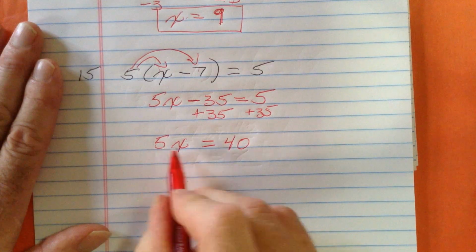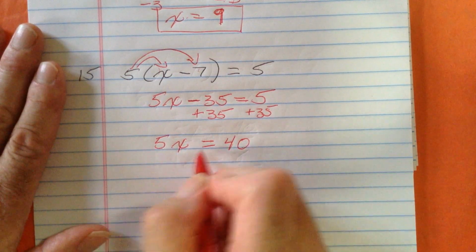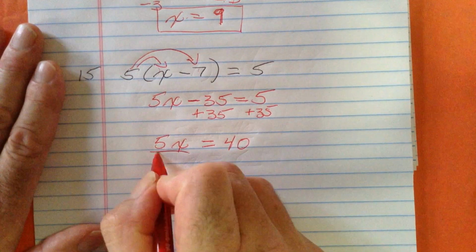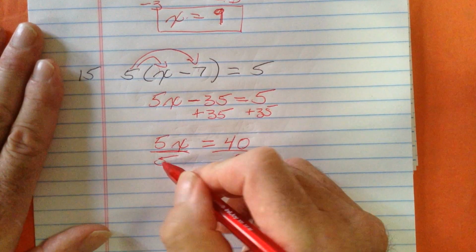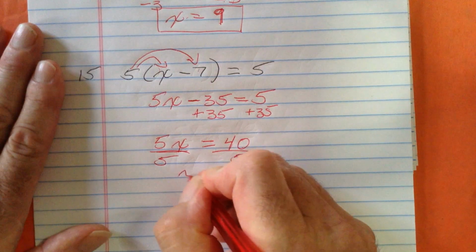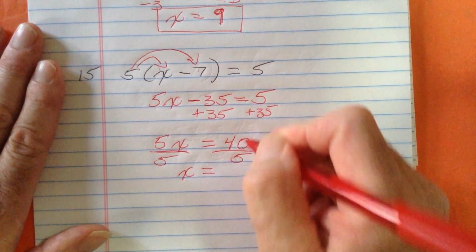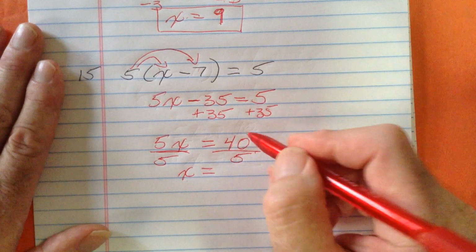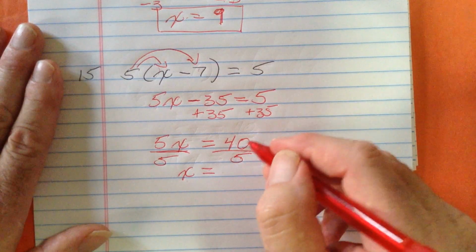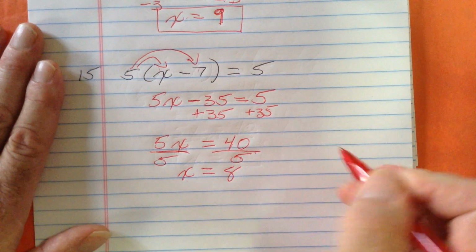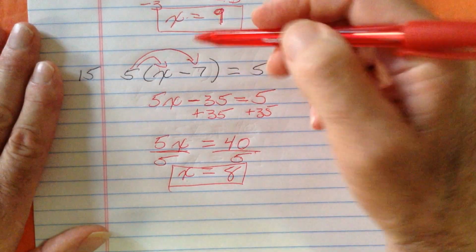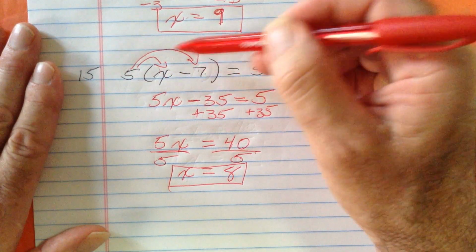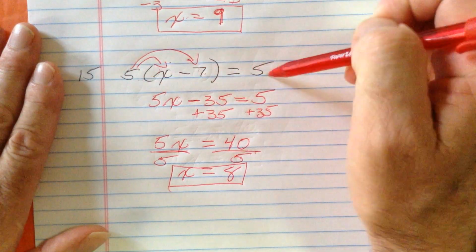So now I got to go 5 times something equals 40, which a lot of people will see the answer right away. But if I stick to this, 5 divided by 5 is 1x. So I got to do the same on this side. 40 divided by 5 would be 8. Okay, so that would be, if you put 8 here, 8 minus 7 is 1, times 5, that would be 5.